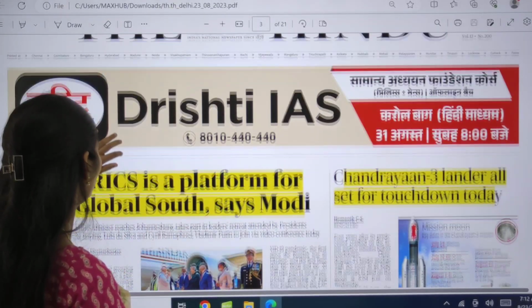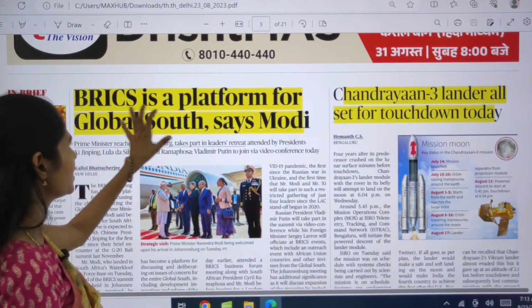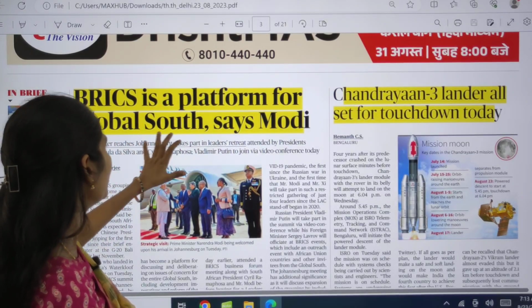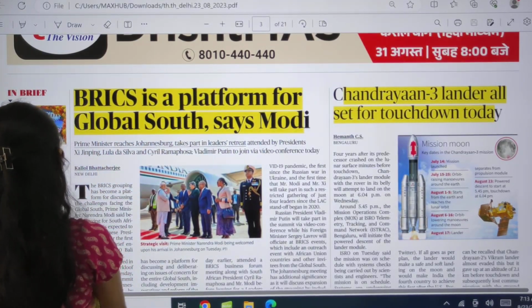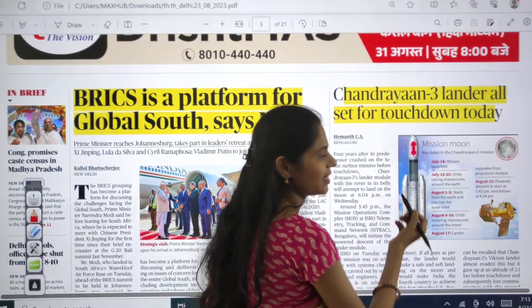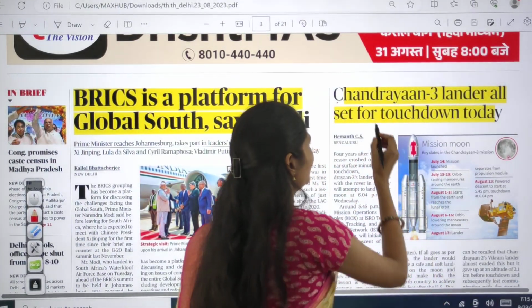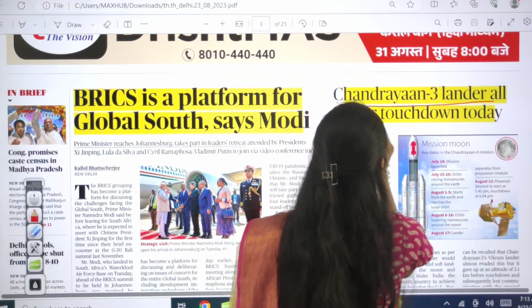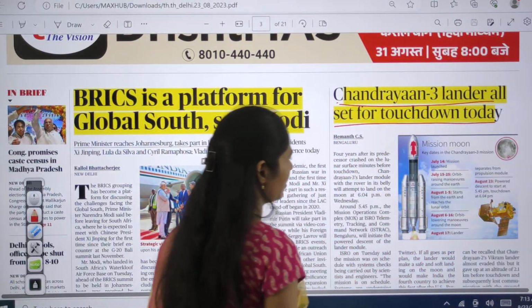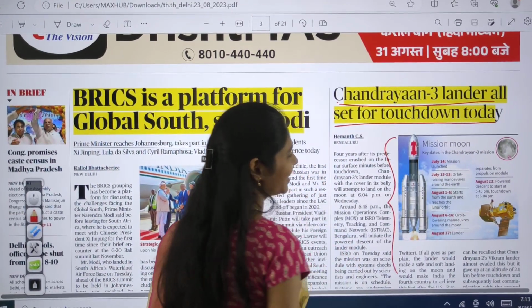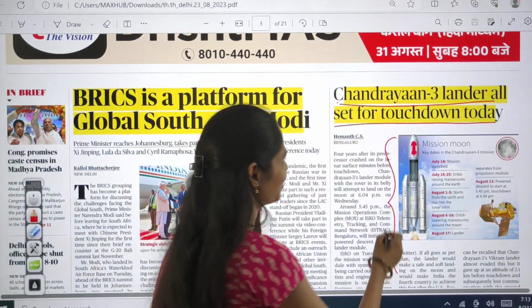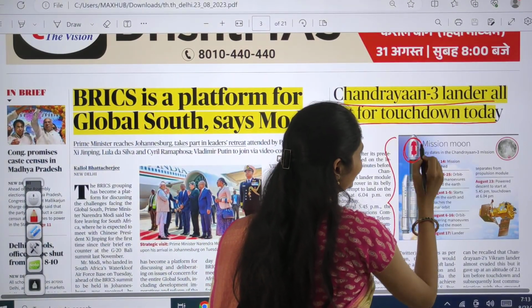So this is today's Hindu. The first topic is about BRICS is a platform for Global South, says Modi. So first of all, let us see this topic, which is interesting. And today's entire newspaper is covered with Chandrayaan 3 itself. So Chandrayaan 3 lander all set to touch down today. So this is our rocket which launches this Chandrayaan. So the Chandrayaan satellite is present here, right?